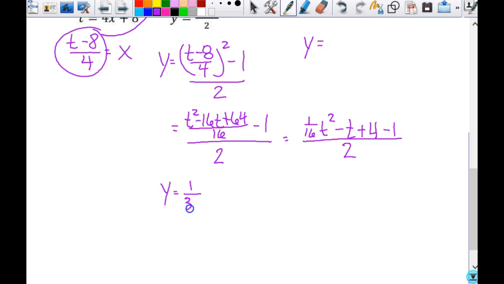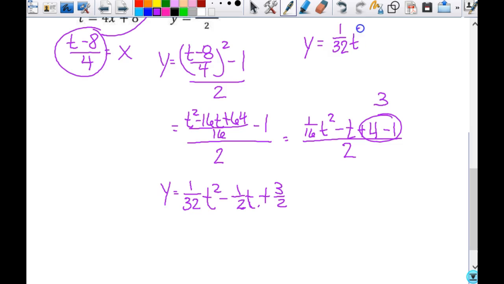1/32, 1 over 32, t squared minus 1/2 t, and then plus that positive 4 and negative 1, this actually gives me a positive 3, right? So this will be plus 3/2. So there's your y version there.